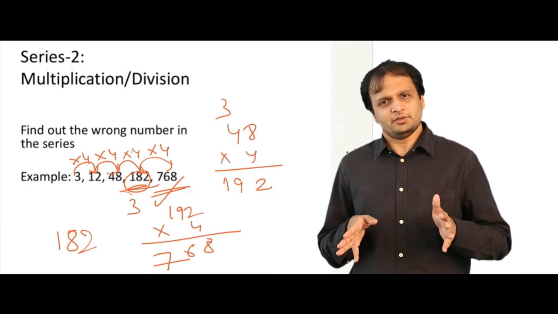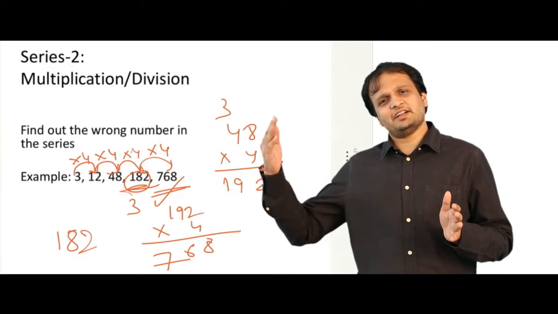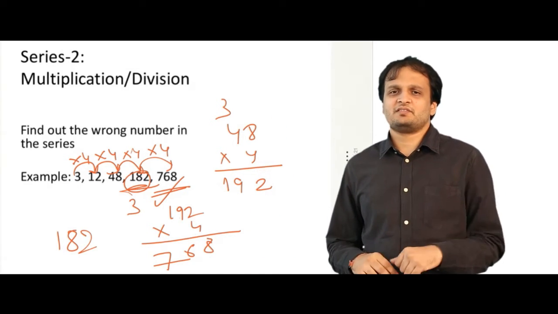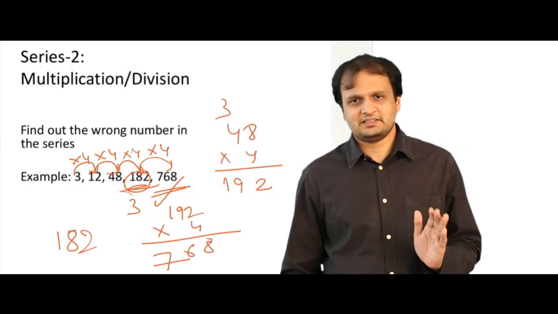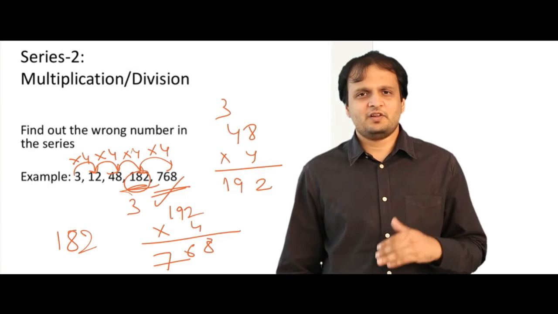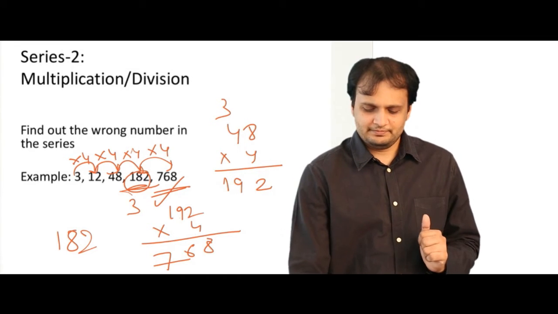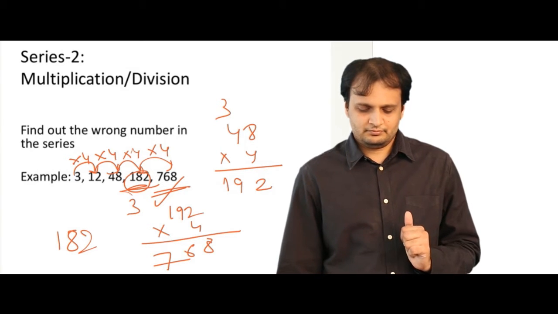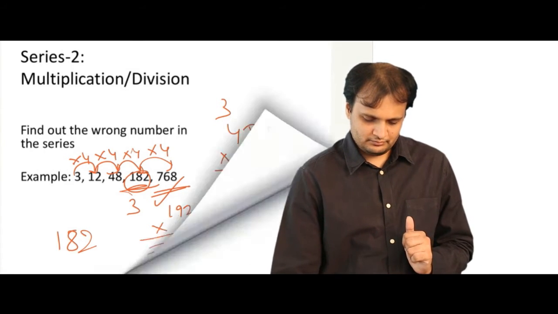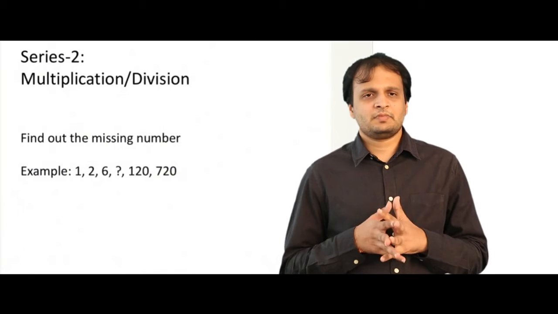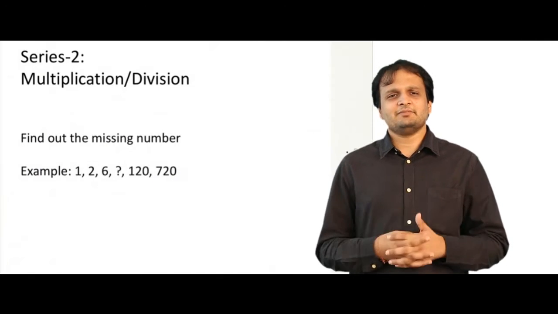I hope this is clear to you, right? So same multiplication kind of series, but type 2 question, which is find the wrong number in the series. Excellent. Now let's move ahead to the next problem. Take some time, solve this on your own.